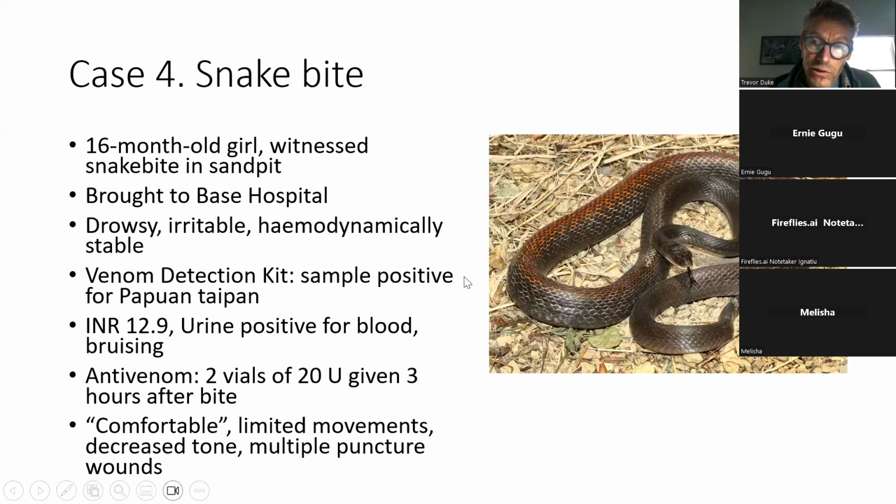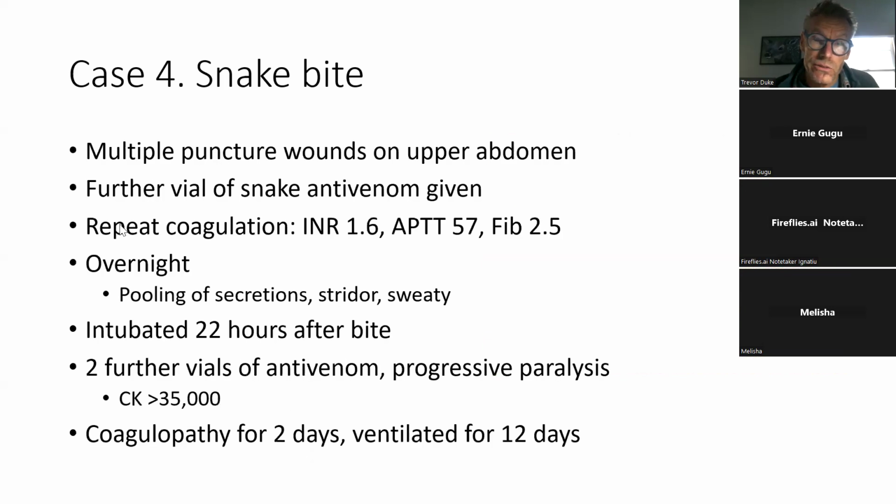So this is a very high risk snake bite because it's not just one lot of envenomation, there could be multiple envenomations. So she had multiple puncture wounds on her upper abdomen particularly, and so on that basis she was given a further vial of snake antivenom, and the repeat coagulation came down to an INR of 1.6. So still a bit high, but much, much better than what it was before.